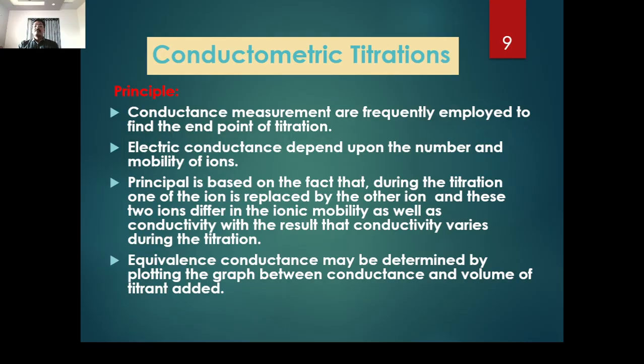How is the equivalence point obtained during conductometric titrations? On plotting a graph between conductance and the volume of titrant added, we get two straight lines. We extend these two straight lines and get a point of intersection, and this point of intersection gives the volume of titrant added, from which we calculate the exact equivalence point or end point of the titration using the conductometric method.